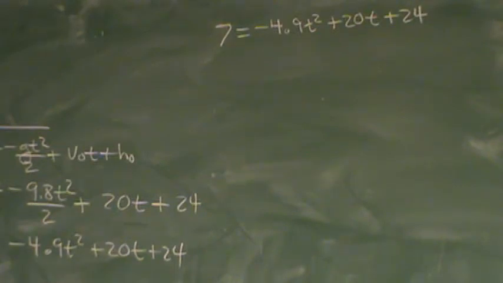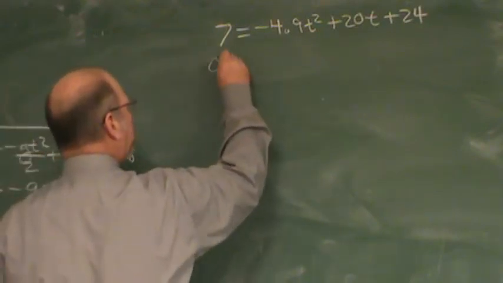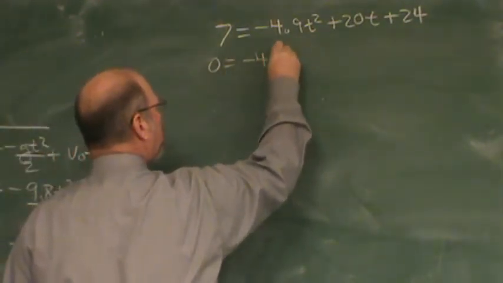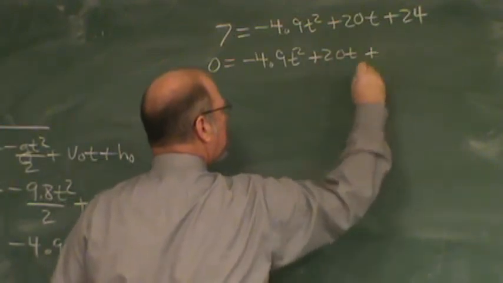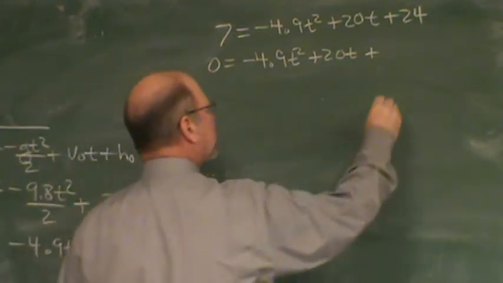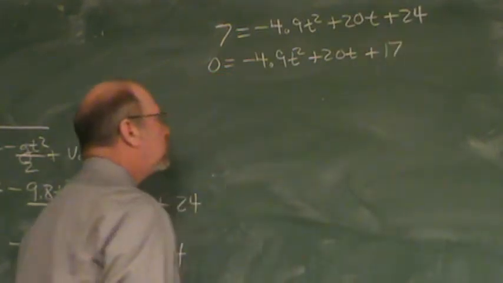Again, okay, 7 meters from the ground, yes? That's where the 7's coming from. All right, now you have a quadratic equation, yes? Solve it, first step is get it equal to 0, isn't it? So we're going to say that 0 is equal to negative 4.9 t squared plus 20t plus 24 minus 7 is what? 17? Yes?